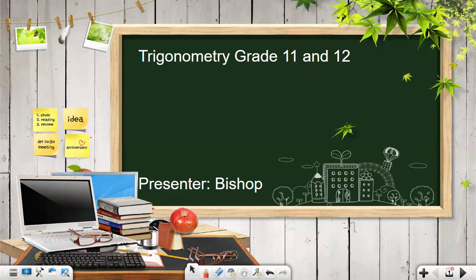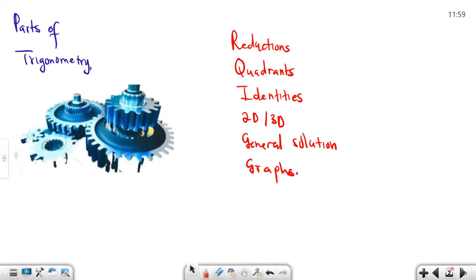Trigonometry: let's see how we run through it within an hour. If you're in grade 11 or grade 12, I count you lucky because this is going to be awesome. Trigonometry is divided into six sections, hence the parts of trigonometry. We can see them: reduction, quadrant, identity, 2D and 3D, general solution, and trick. They are connected because when I look at the graph, the point of intersection is basically the general solution.